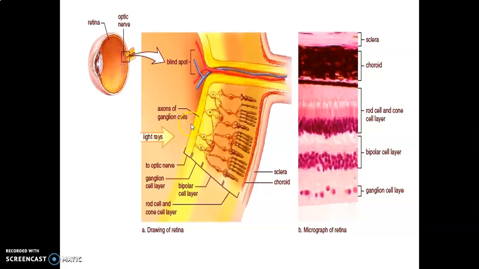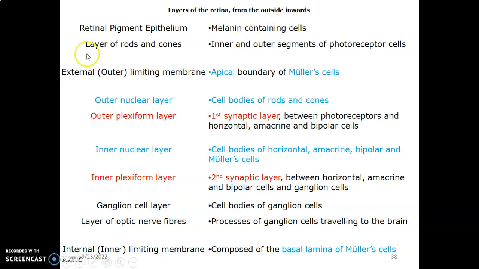Inner nuclear layer where you have cell bodies of bipolar neurons, but you also have cell bodies of horizontal, amacrine, and Müller cells. Then the inner plexiform layer is where you have synapsing between bipolar cells and the ganglion cells, but you also have horizontal and amacrine cells. Then the ganglion cell layer, you have the cell bodies of ganglion cells. Then the optic nerve fibers before you get to the inner limiting membrane, which is the basal lamina of the Müller cells. So the external limiting membrane is the apical boundary of the Müller cells, while the inner limiting membrane is the basal lamina of the Müller cells.